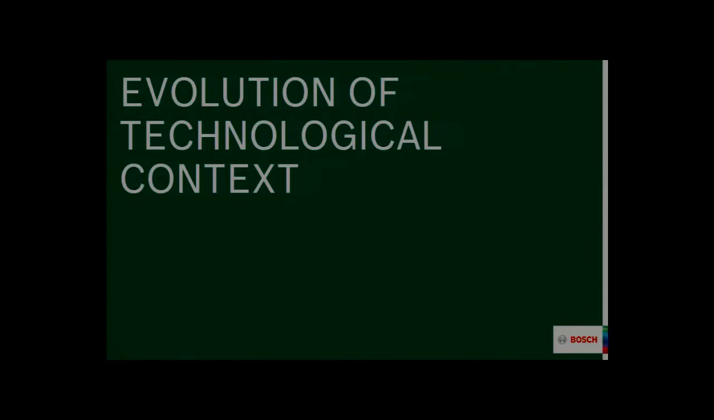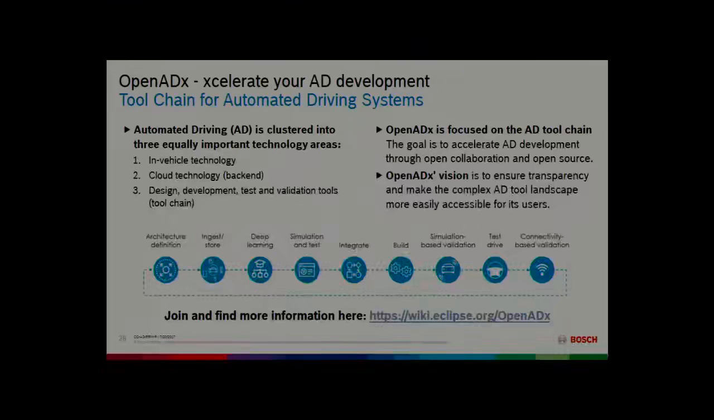And so that is when you're moving into other contexts that maybe have nothing to do with the IoT stuff, you want to make sure that they are well integrated. So one thing is Eclipse OpenADX. It's the tool chain for automated driving, and in there one part is already connectivity-based validation.